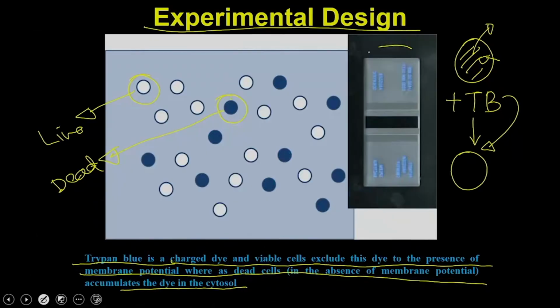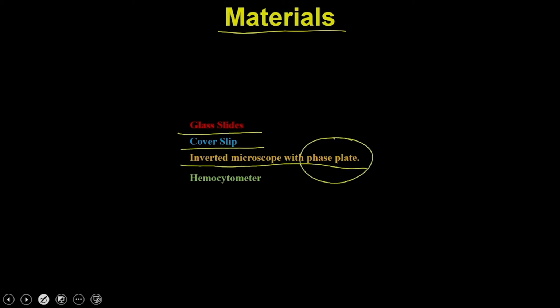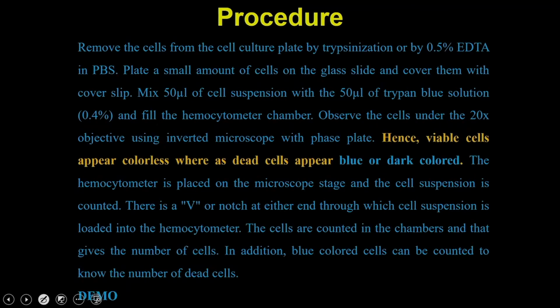This is the hemocytometer, which you can use to count these cells with the help of microscopy. So, the materials you require are a glass slide, a cover slip, an inverted microscope with a phase contrast provision, like a phase plate, and then a hemocytometer. These are the multiple steps.